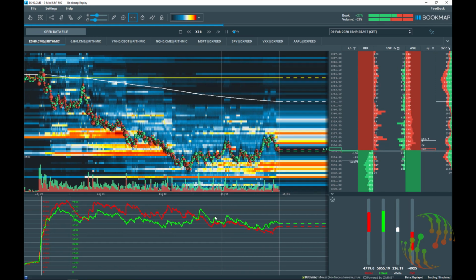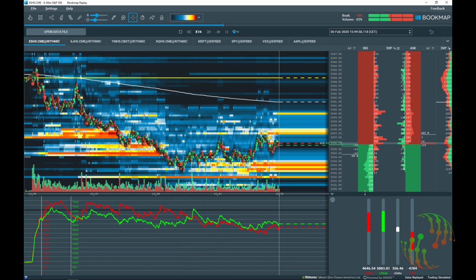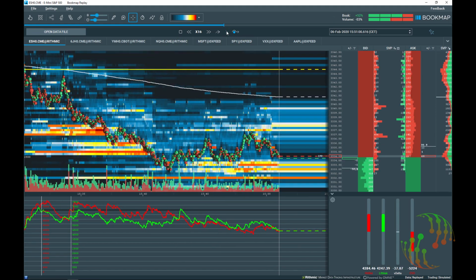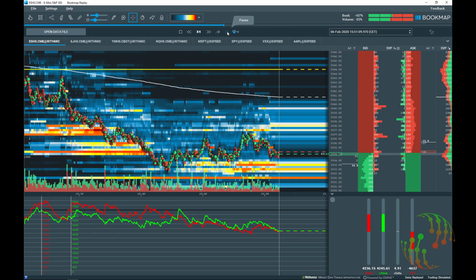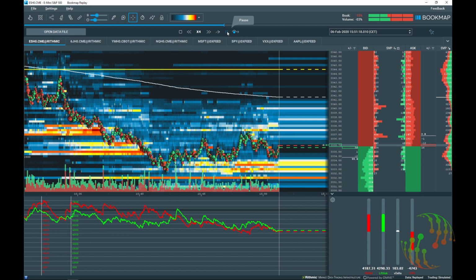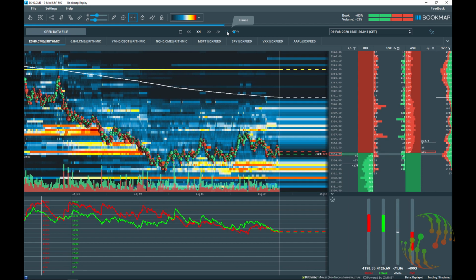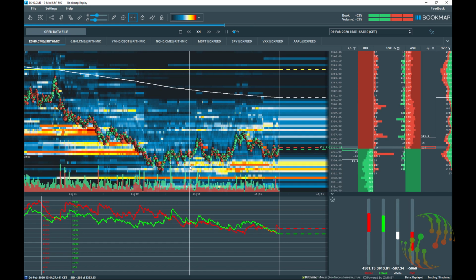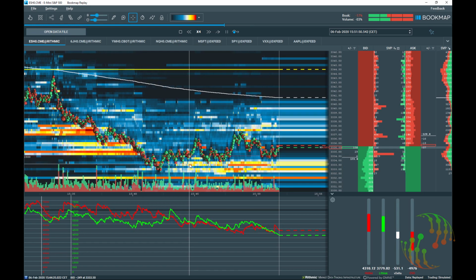So the velocity, now you see how the velocity is decreasing here. Look here in the order book. You can see how this order book imbalance grows. Let's go a little bit slower here. And you see the market is coming to a rest, or a pause, at this moment.